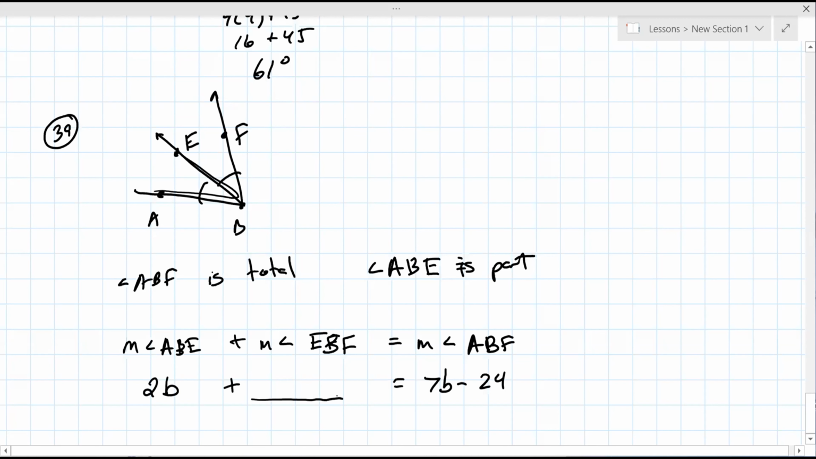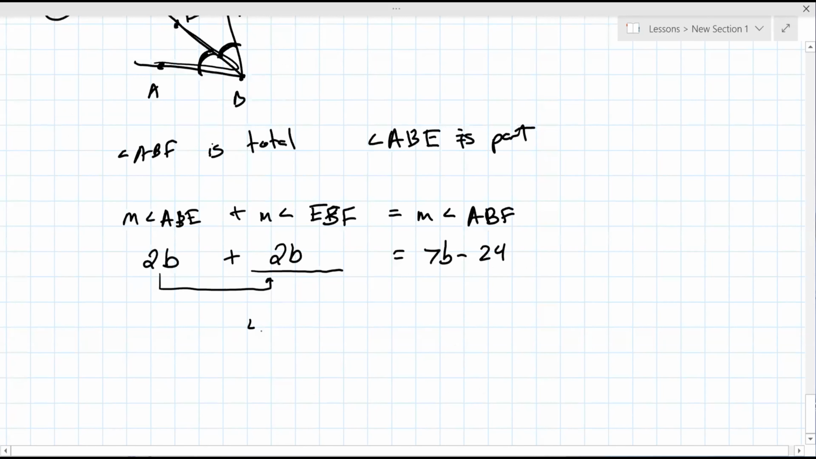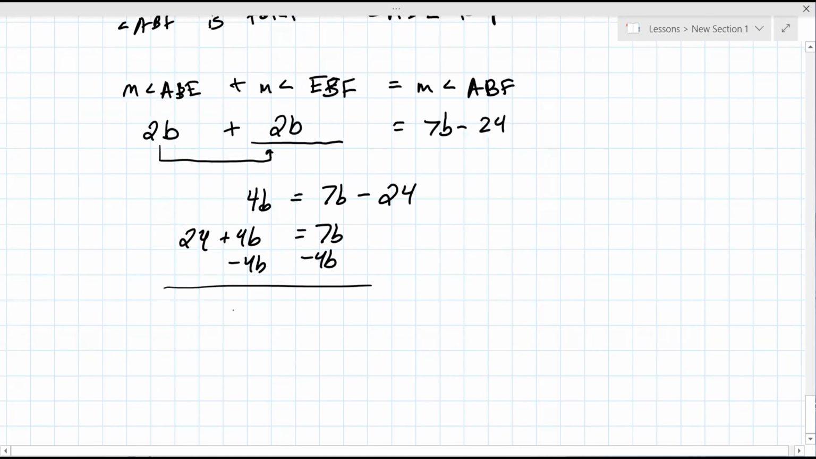You are supposed to recognize that these are the same. So this is also 2B because they're the same angle. It's very common in these problems to use one of the expressions twice. So this is 4B equals 7B minus 24. If you add 24 to both sides, you get 24 plus 4B equals 7B. Subtract 4B. That gives you 24 equals 3B. Divide both sides by 3, and you get B equals 8.